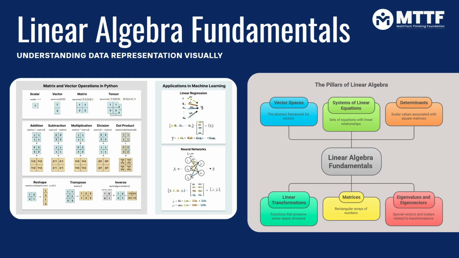Determinants provide insight into matrix behavior, such as whether a transformation preserves information or collapses it. Finally, eigenvalues and eigenvectors reveal the most important directions in data. They help identify dominant patterns and play a key role in dimensionality reduction and feature extraction. Together, these concepts make linear algebra the backbone of neural networks and modern AI systems.